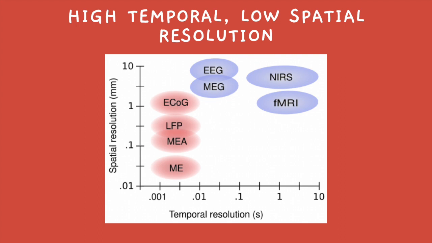EEG has a high temporal resolution but low spatial resolution. Since EEG has a high temporal resolution, it allows it to record brain activity with acute precision, with changes occurring as fast as a millisecond. However, EEG has poor spatial resolution, which means that it cannot pinpoint specific neurons responsible for certain brain activities.